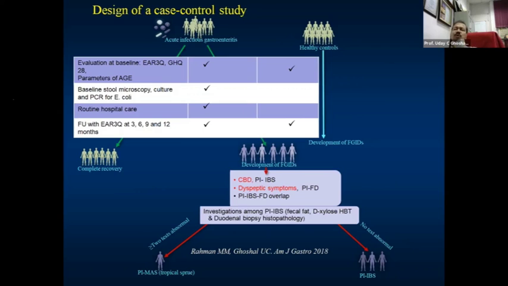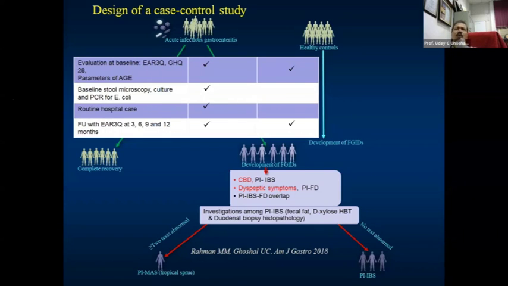So what happens is that when people develop acute infectious gastroenteritis, though many people recover, everybody doesn't recover. Some people develop post-infection irritable bowel syndrome. What is irritable bowel syndrome? Their bowel becomes irregular, they have abdominal pain off and on, they have loose stool or they have hard stool, they have mucus with stool. This is called irritable bowel syndrome.